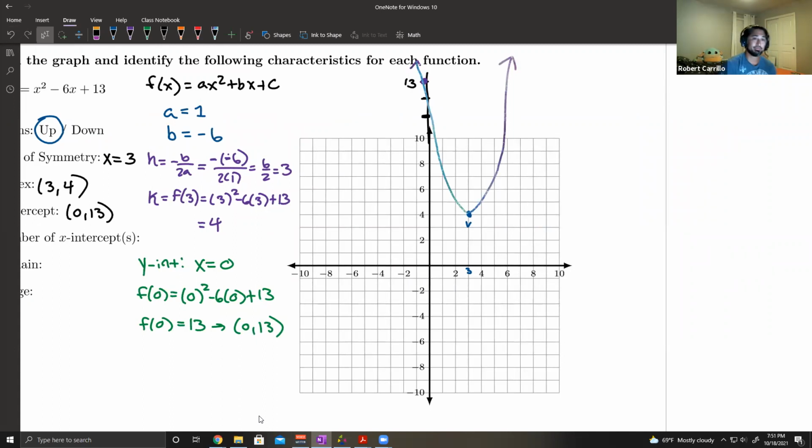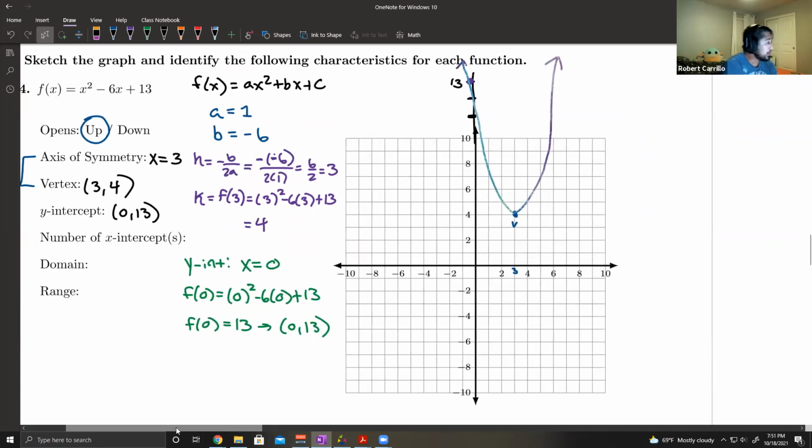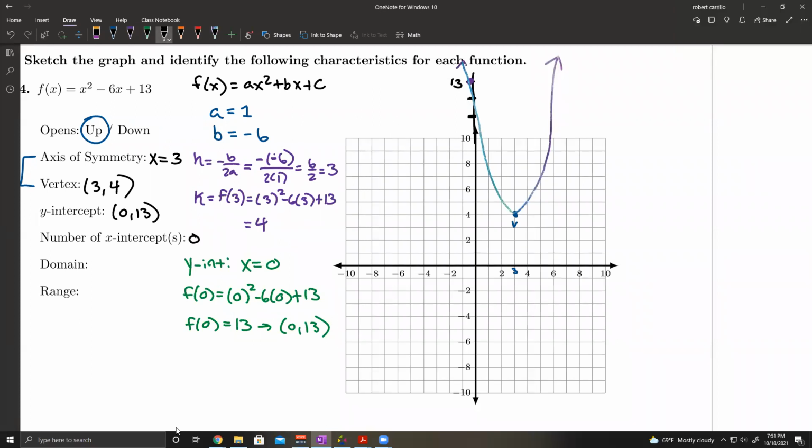All right. Cool. Now we can answer the last 3 questions. Do we cross the x-axis? No. So how many x-intercepts do we have? 0. None. And what is the domain of these type of functions?